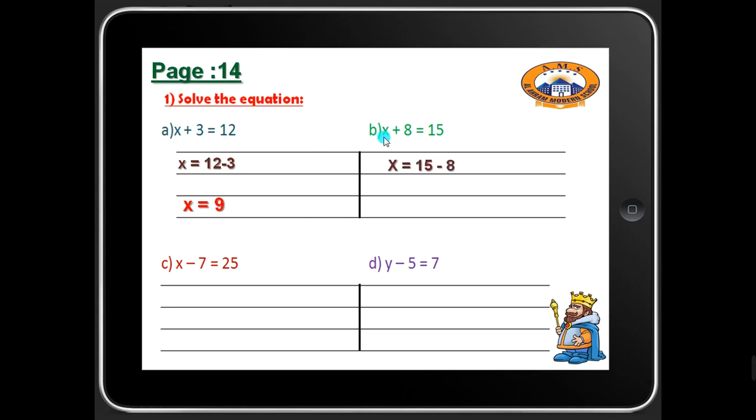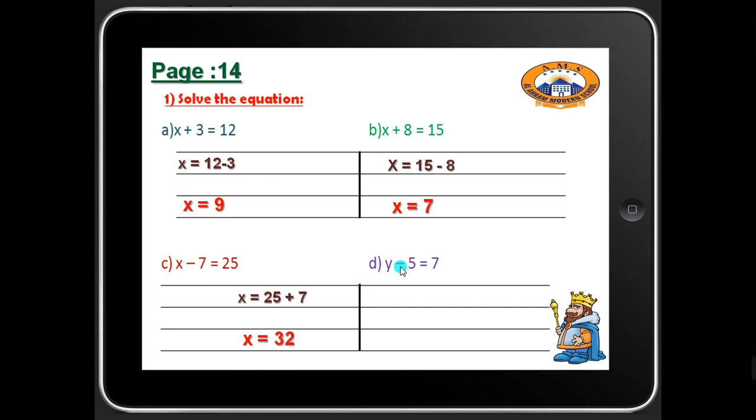Another one: here I have x plus 8, so it's easy. Move the 8 to the other part. This is plus, and when we move it, we change it to minus. So x equals 15 minus 8, that gives me 7. So the value of x here is 7. What about if it's minus? Here we have x minus 7 equals 25. I want the value of x, so I will move minus 7 to the other part of the equation and change it into plus. So x equals 25 plus 7, that gives me 32. So the answer is 32.